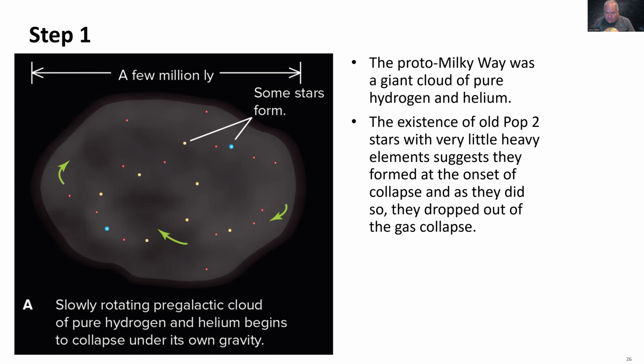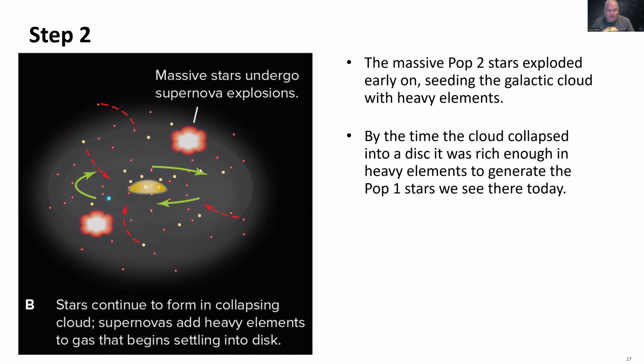And so they separated from the gas as they formed. The very most massive ones would have exploded pretty early on and built up more heavy elements in the galactic cloud. The cloud itself is rotating and gradually collapsing into a disk shape, just like we think the molecular clouds that form the Sun collapse into a disk shape. By the time it's forming an actual disk, enough heavy elements have been built up from supernovae going off that we see the population 1 stars, and they're mostly in the disk. So the fact that we have this difference between population 2 stars and population 1 stars in their compositions gives support to this idea.